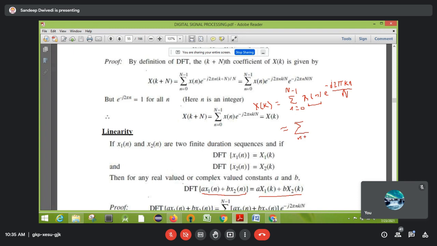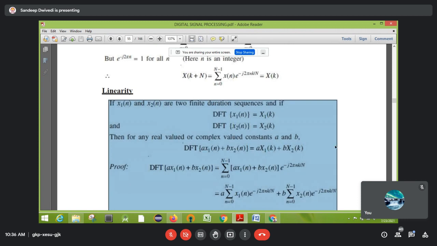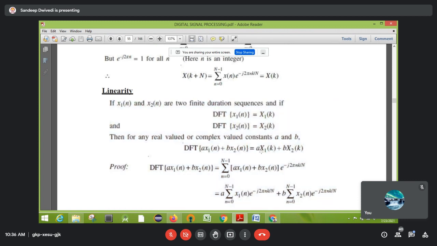We will use this shortcut because it is difficult to write, and most of the lecture time will be wasted if I write everything out. See here, in the formula, instead of x of n, you can write this x of n. So this complete expression is your x of n, and you can write it like this.